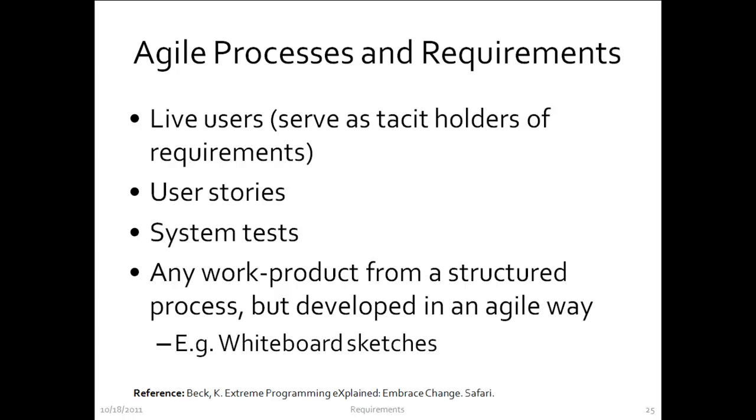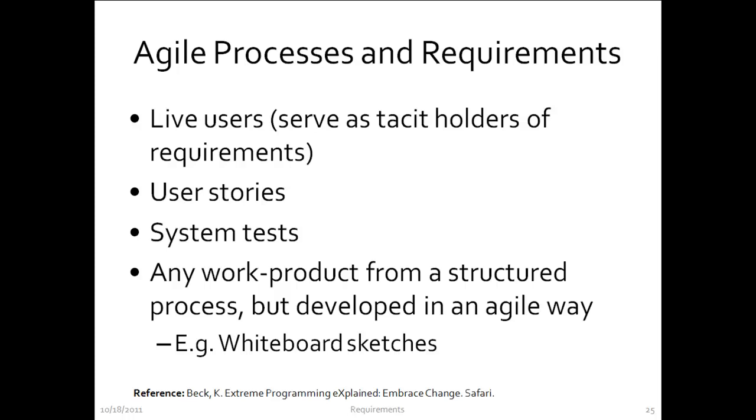Finally, Agile processes are very welcoming in terms of accepting work products. If there is a work product that you feel does make sense in an Agile process, the Agile advocates say, well, go ahead and use it. So pretty much any work product from a structured process can be an Agile work product. But the intent is to develop it in an agile way. So you don't spend time documenting it using a tool and printing pretty documents. You might just draw it on the whiteboard and photograph it and so on.